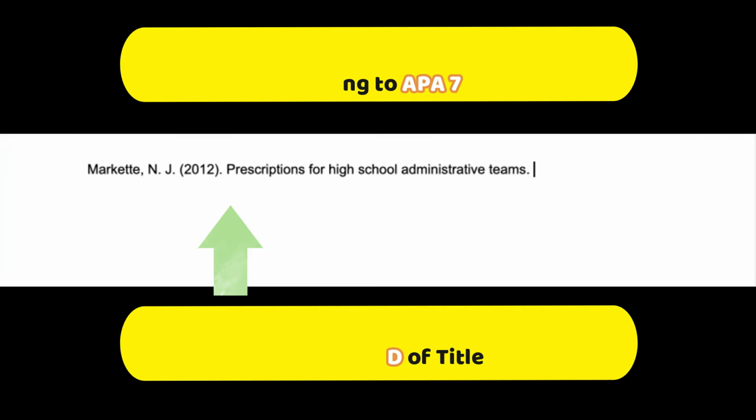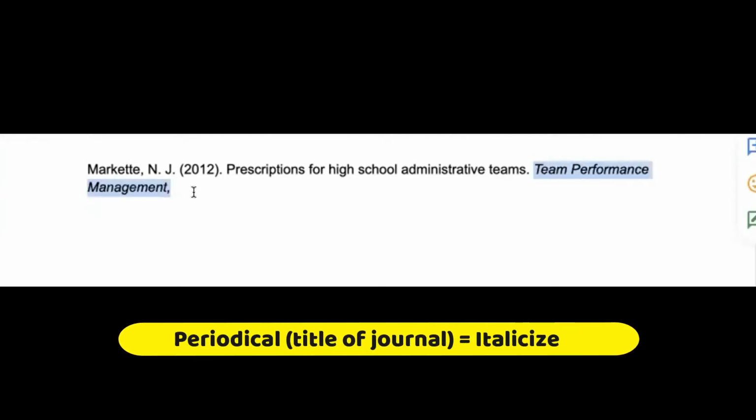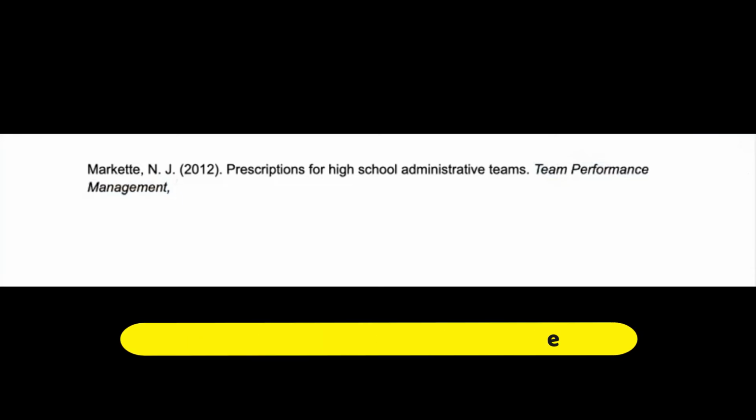The next title that goes into this would be the title of the periodical or the title of the journal. When we look at the title of the journal, we see that it's called Team Performance Management. The interesting thing that happens with the title of the journal itself is that it needs to be put into italics. So you'll want to do that. Then it's followed by a comma.